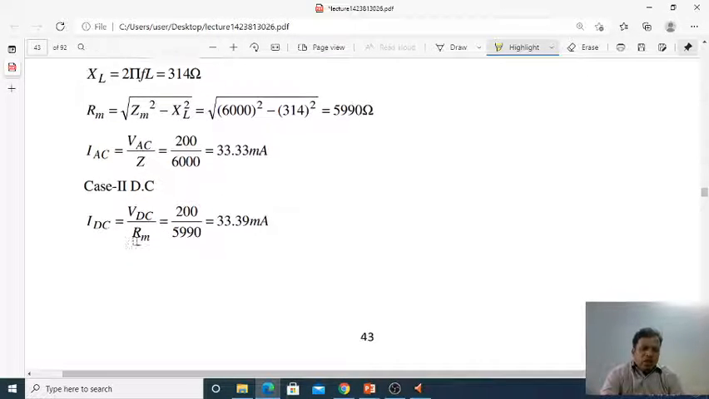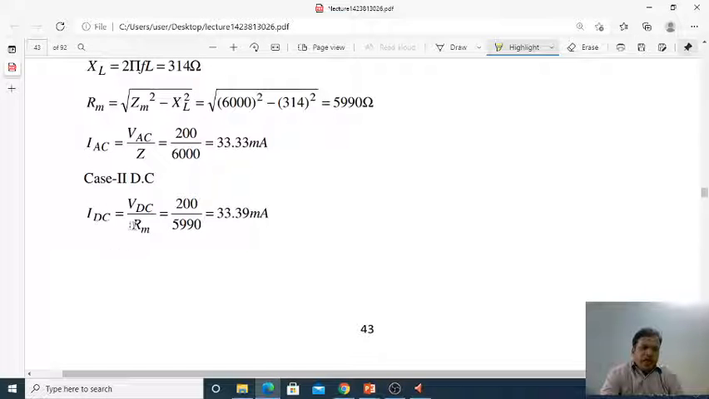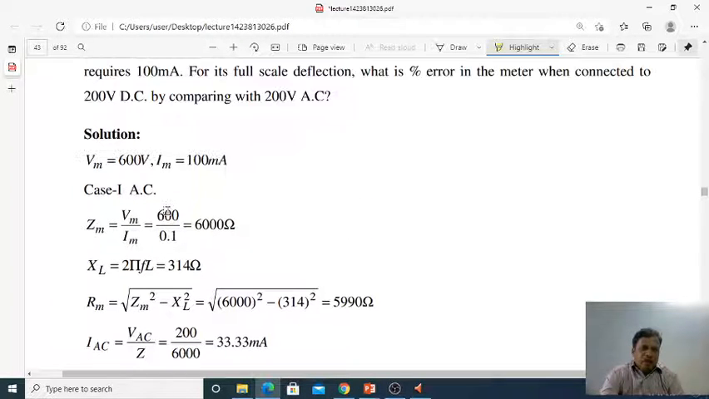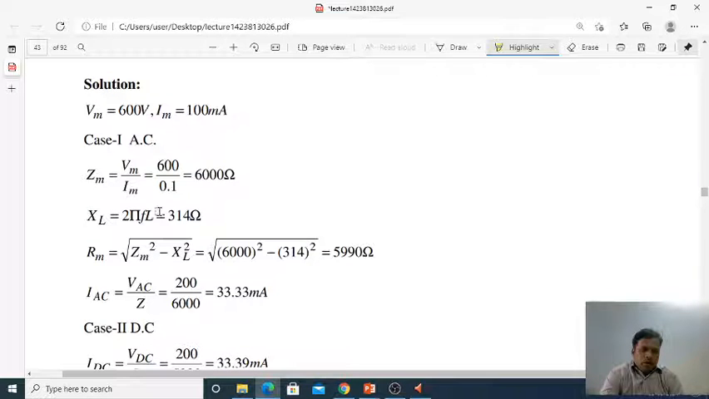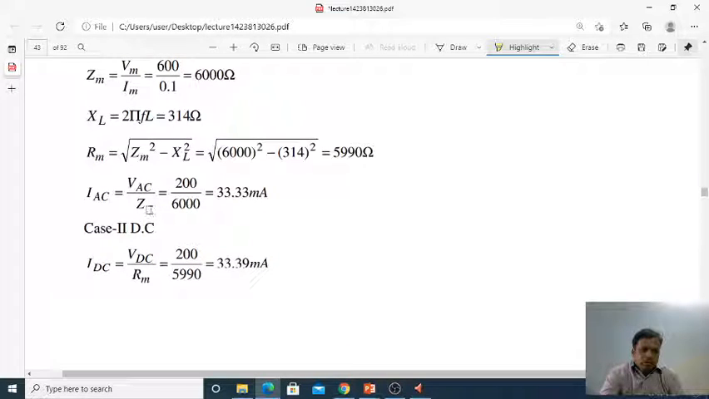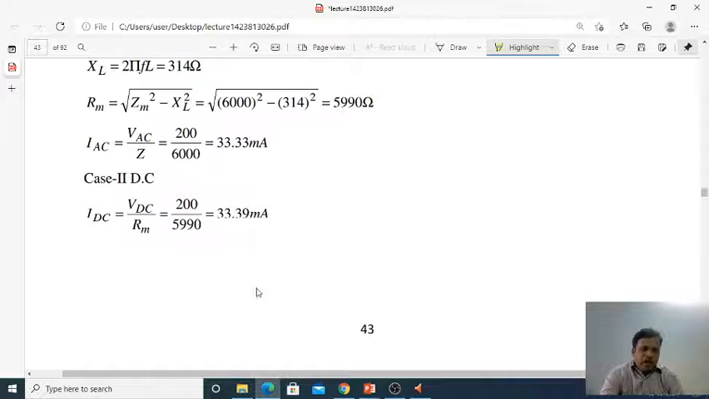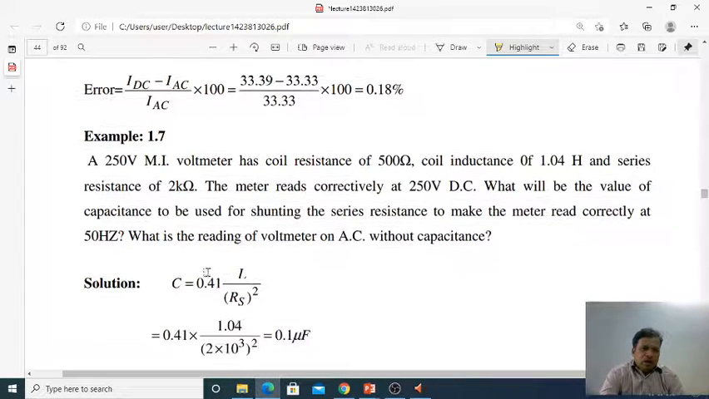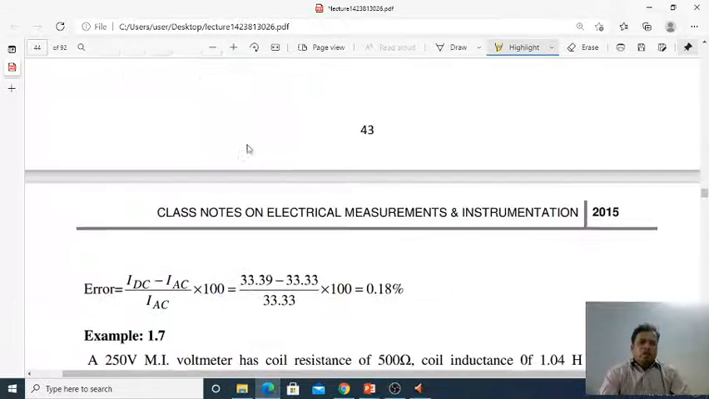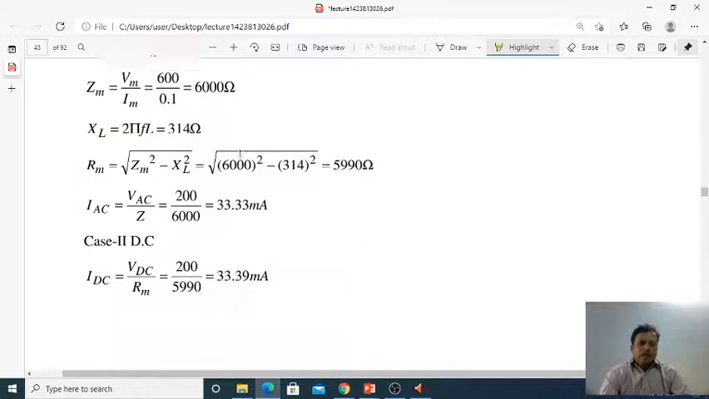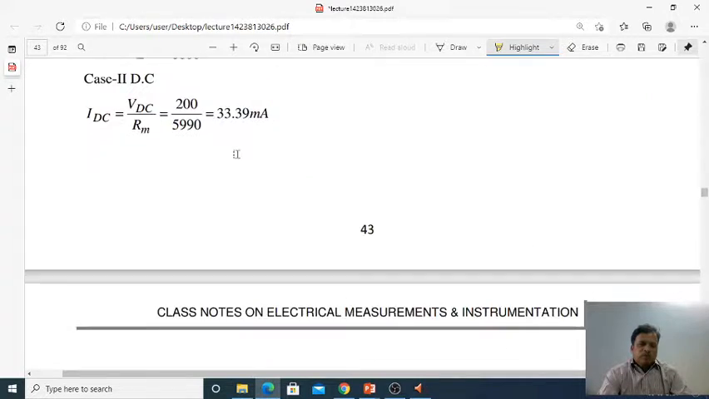Now we will take case 2 for DC. IDC is VDC by Rm, 200 by 5990, that is equal to 33.39 milliamperes. Now error is equal to (IDC minus IAC) by IAC into 100. That is (33.39 minus 33.33) by 33.33 into 100, which is equal to 0.18%. So this is the way to find the error when AC and DC are compared. We can do this type of problem also.